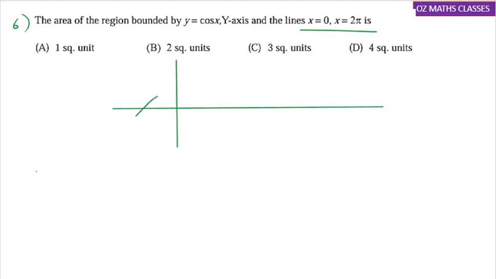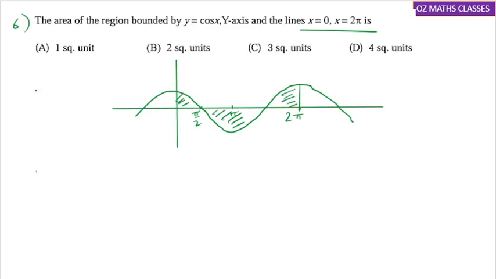So the graph of cos x is like this. Okay, it is not perfect, but it's okay. Pi by 2, pi and 2 pi means here we have to take half of the region, so this region and this complete region and half regions.